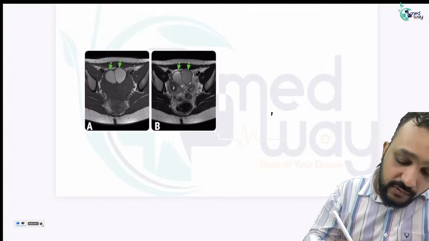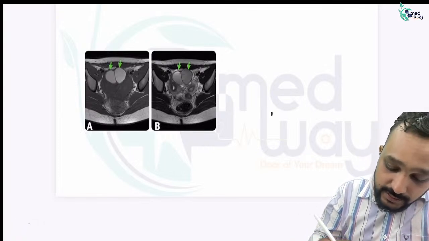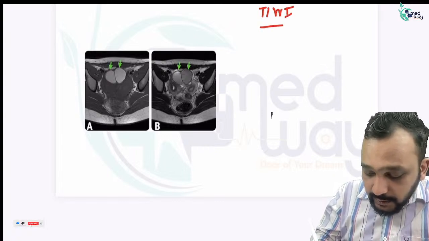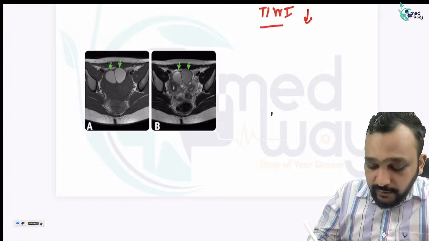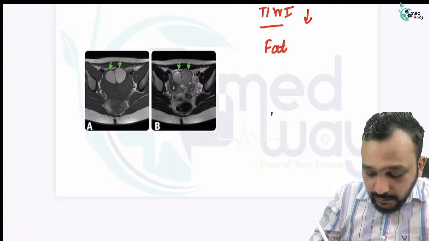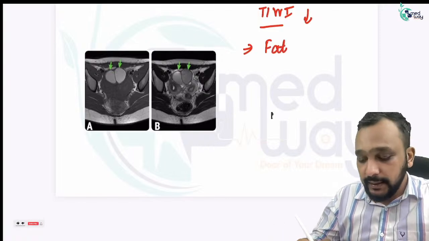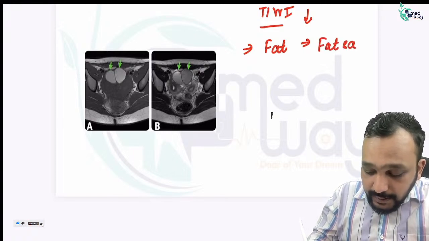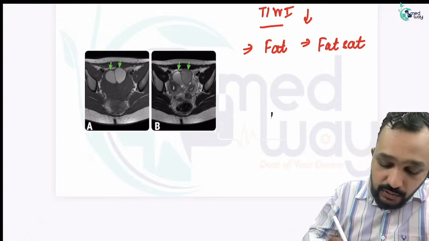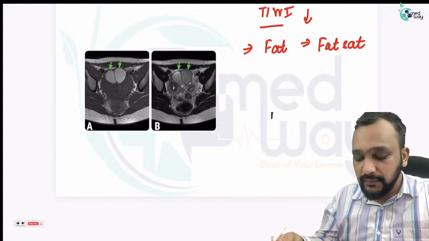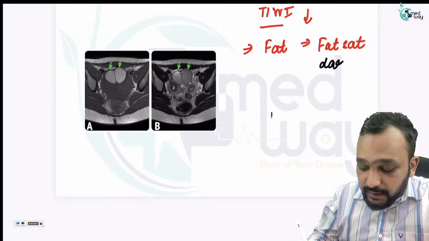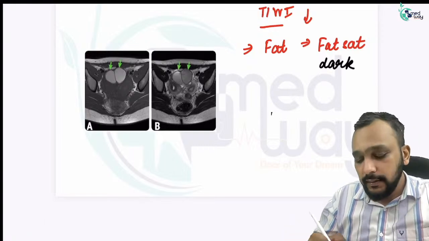First of all, let us discuss what structures appear hyperintense on T1 weighted images. One is fat, which appears hyperintense on T1. But on fat saturated, that is fat suppressed images, anything which is bright on T1, if it is fat, is going to appear dark.